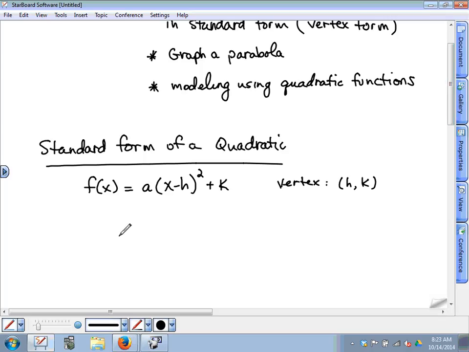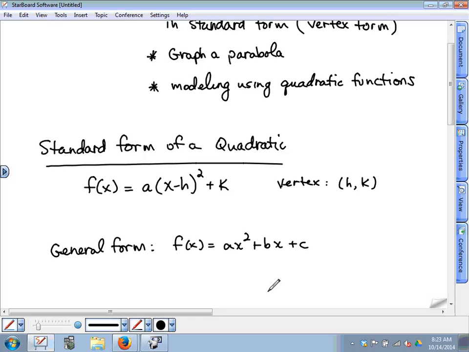Now I want to compare this to what our textbook called general form. General form looks like this. F of x equals, this is what you're more used to seeing probably, ax squared plus bx plus c. That's what's referred to as general form.